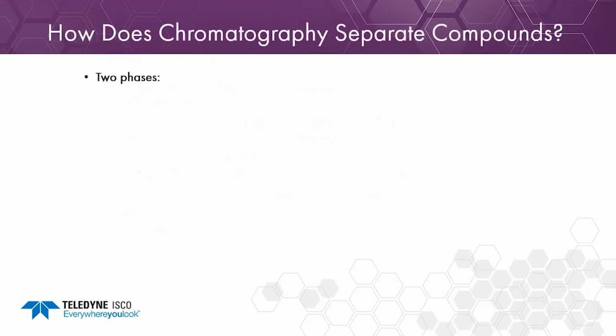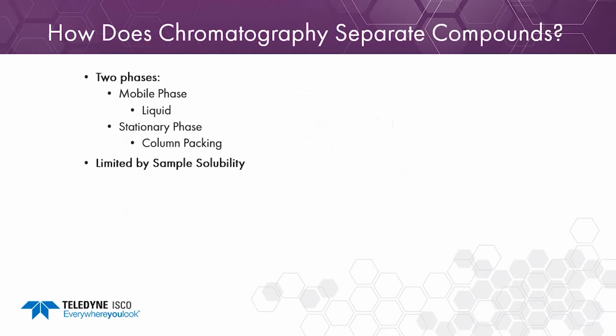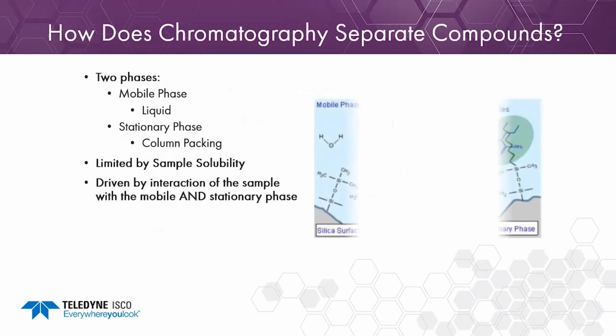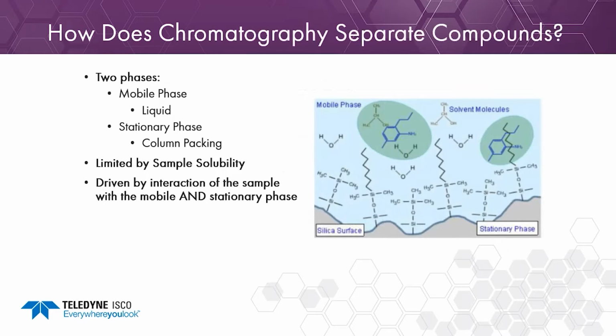So fundamentally, how does chromatography separate compounds? We have two phases: a liquid mobile phase, and a stationary phase that consists of our column packing. And ultimately, what we're limited by is our sample solubility. So we need to determine the best way to get our sample into solution and to get it to travel down the column. And so we can think about the interaction between our compound with the mobile phase and the stationary phase based on this nice graphic here.